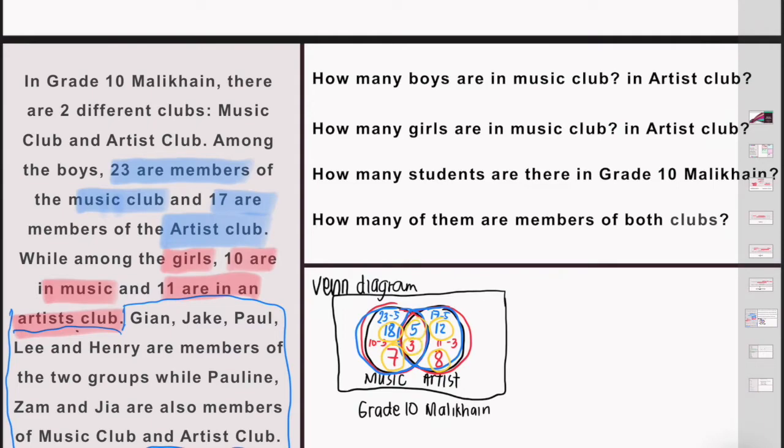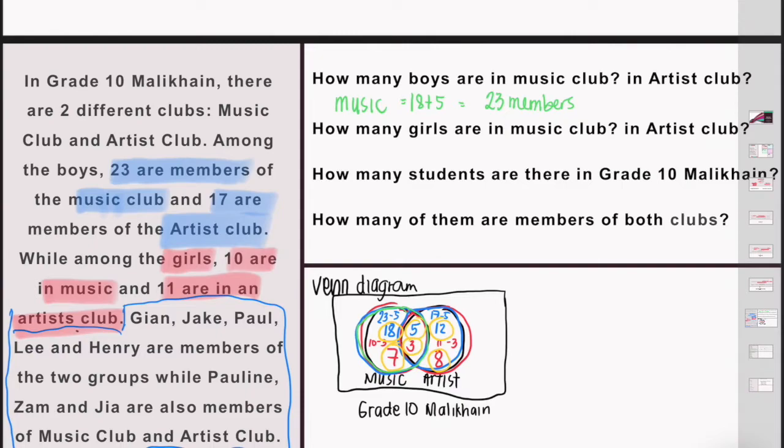Now, we can proceed with the questions here. So first question, how many boys are in music club? So we have to write here music. So for the music, how many boys do we have there? Check the circle of music. And how many boys do we have? We have 18 plus 5. Therefore, we have 23 members.